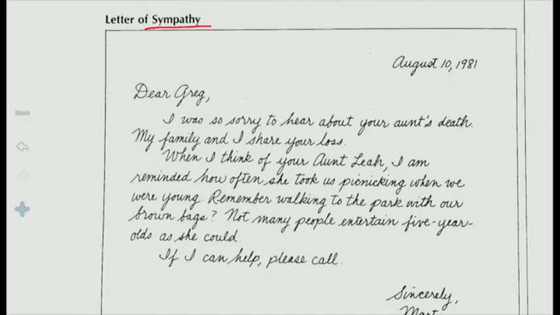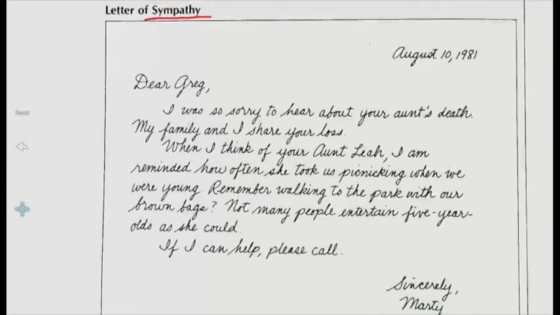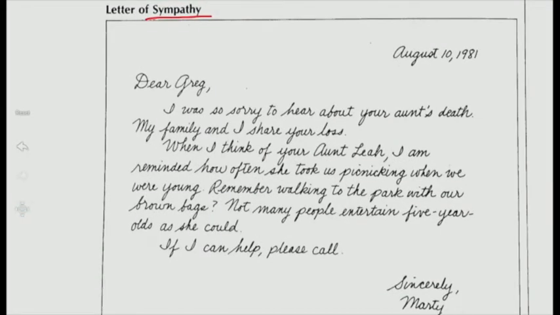Let's look at this one. This one is written to Greg by Matty. Okay. So Greg is the recipient there. Let's see what it's about. But what we know so far is that it is a letter of sympathy. And we know when a letter of sympathy is written. A letter of sympathy is written when something sad has happened. It's not a nice situation. So let's see what language has been used there.